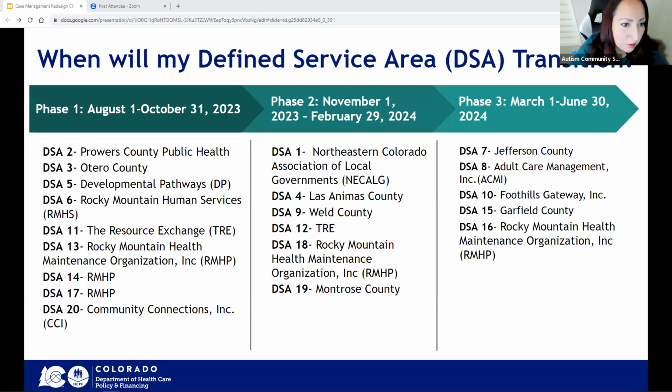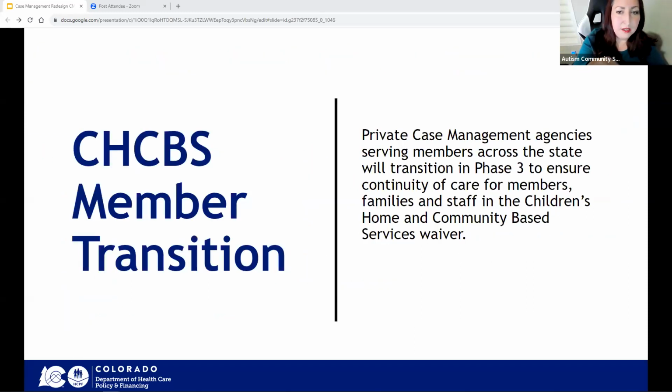NECALG, Los Animas, Weld, possibly TRE 12, depending on protest. Rocky Mountain Health Plans and their DSA 18 and Montrose are transitioning by March of 2024. And then the last transitions are going to be Jefferson County, ACMI, Foothills Gateway, Garfield County, Rocky Mountain Health Maintenance Organizations are going to be transitioning in that last cohort, and all transitions then done by July 2024.